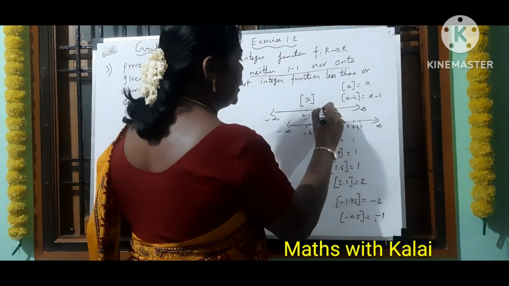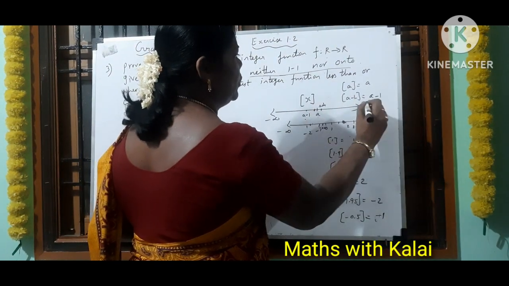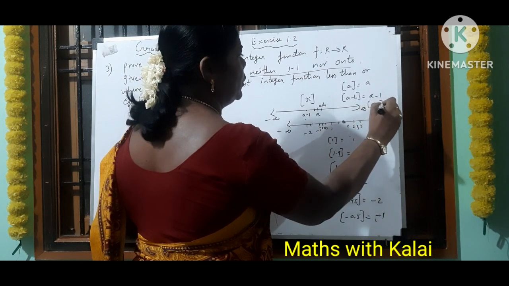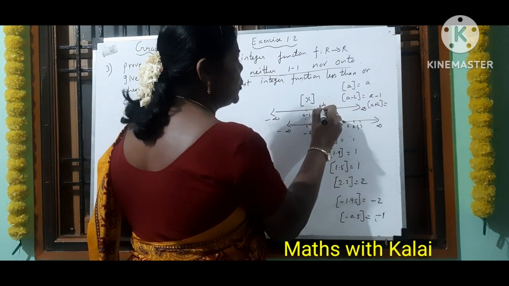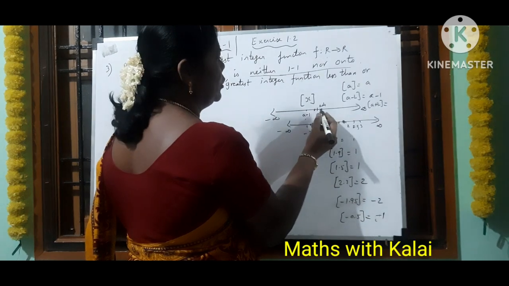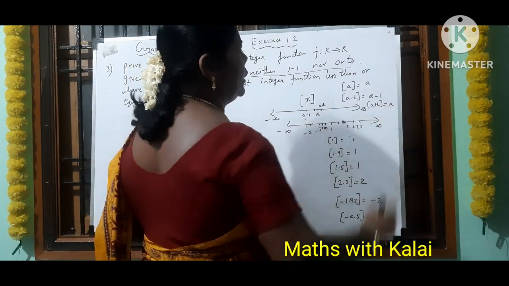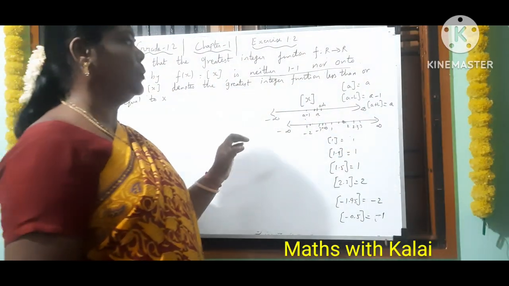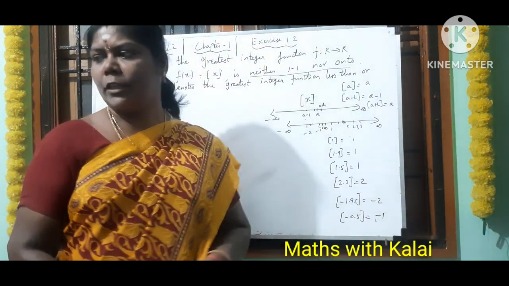Suppose on the right side you are considering a neighborhood a plus h. To find it, we need to look at the smallest integer to the left of this a plus h. The integer on the left side gives the value of a. So its value is a. This is the definition of the greatest integer function.